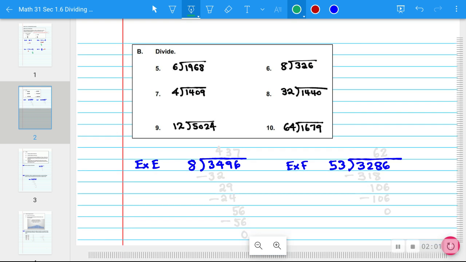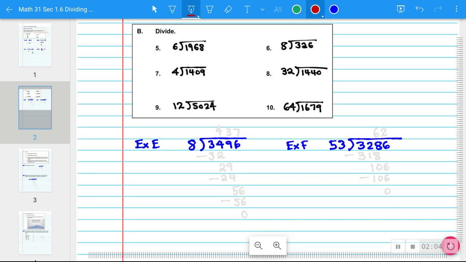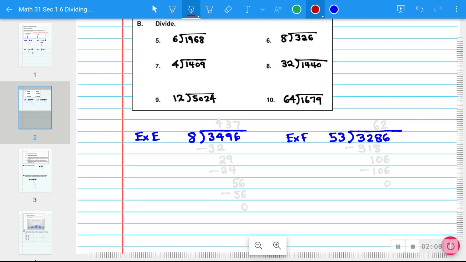Now, in this next section, we're going to be looking at long division. You might see that for efficiency's sake, I've penciled in the answers here, but I'm going to show you step-by-step how we get these answers. On example E, we're going to divide 3,496 by 8. We look at this problem as 8 divided into 34 to start with. Since 8 goes 4 times into 34, 4 times 8 is 32.